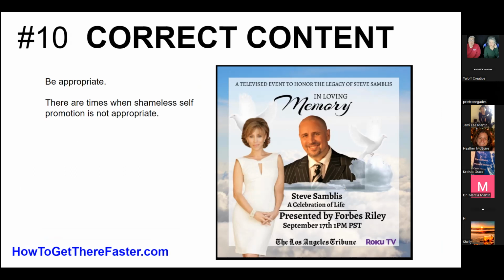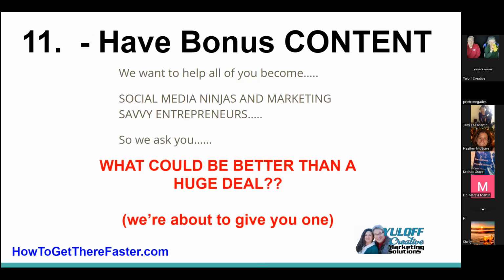And be appropriate. This was one situation where Forbes was doing an event to honor someone who passed away. My comment, totally me, probably should have done the photo of just Steve, not her with a bird coming into her head. So make sure it's all working correctly. And number 11, oh my gosh, we're supposed to have 10 C's, but this is number 11.